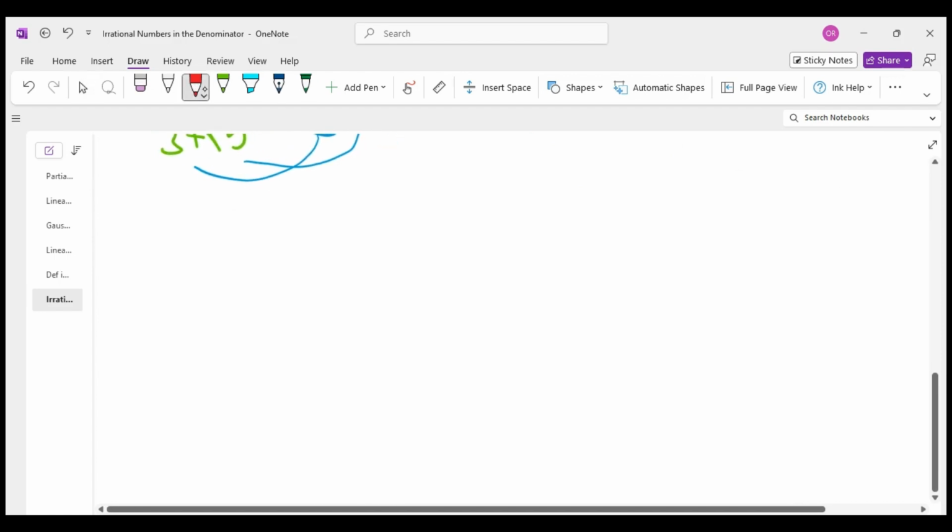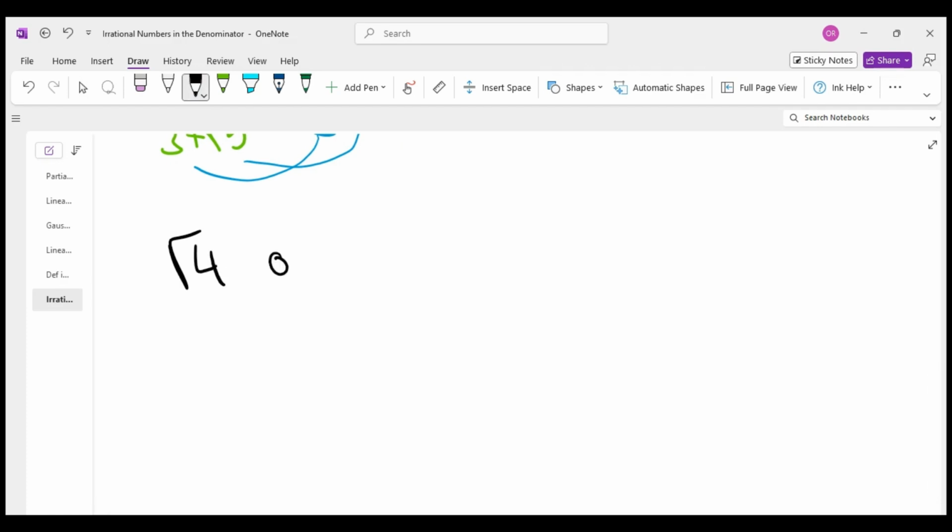So there may be some special cases that we run into, right? And these special cases are if the denominator is a perfect square. For example, it could be square root 4 or square root of 9. Then we can just simplify it directly, and this becomes 2 and this becomes 3.